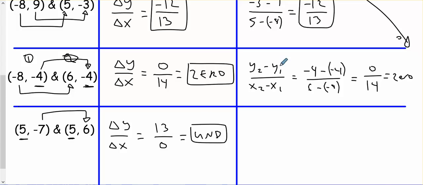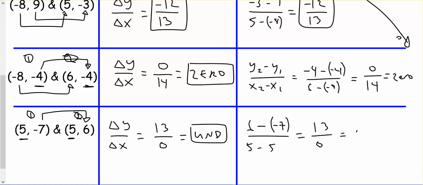Using the y2 minus y1 over x2 minus x1, remember this is our first one, our second point. So y2, 6, minus y1, minus a negative 7, over 5 minus 5. 6 minus negative 7 is 6 plus 7, so that's 13. And 5 minus 5 is 0. So either way, we get undefined.